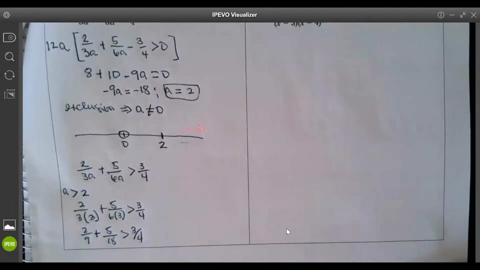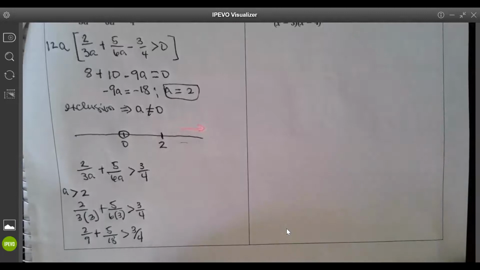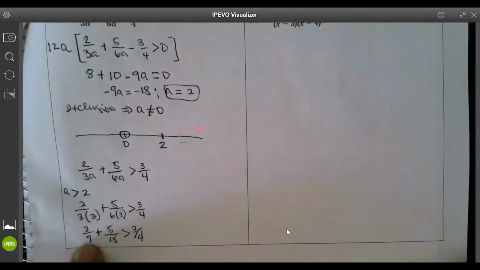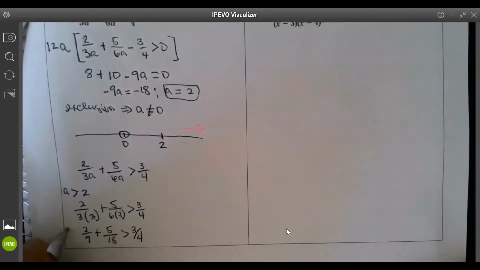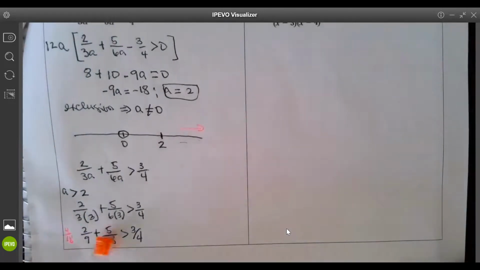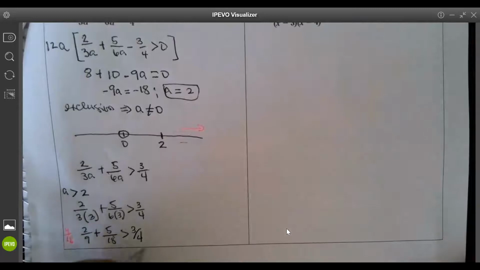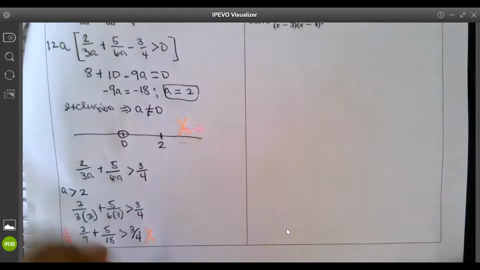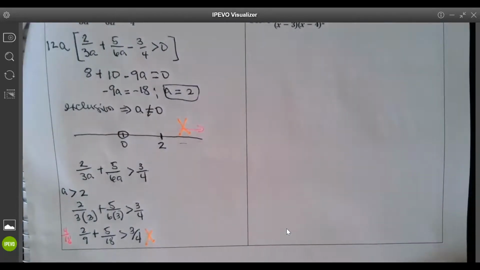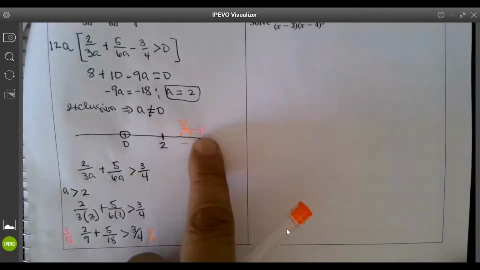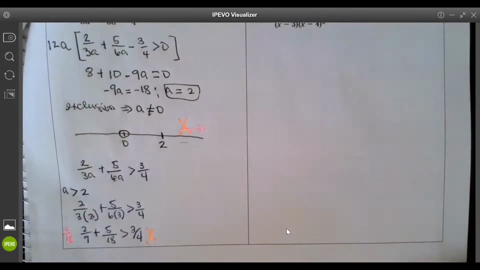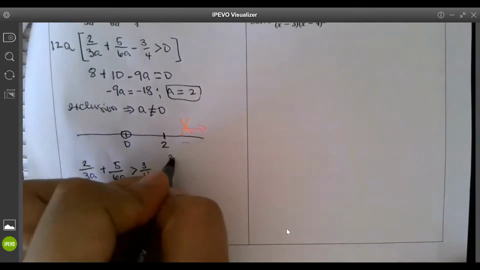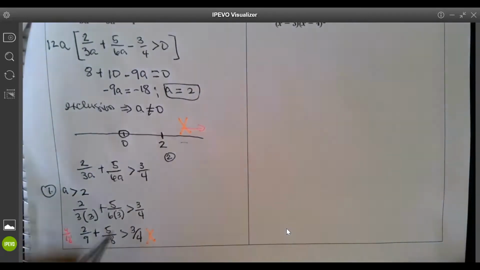Is it greater than 3/4? 2/9 is 4/18, and 9/18 is 1/2, right? So this one is not true. So this interval is not true. We cannot have A greater than 2. So this one is not a solution.